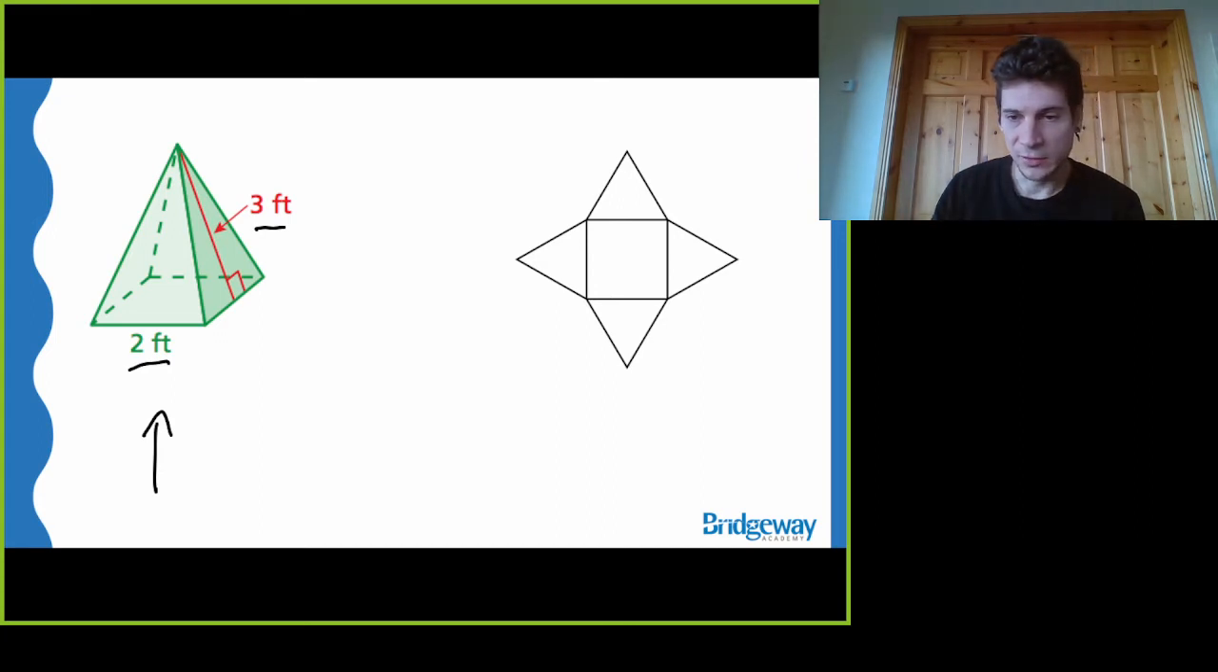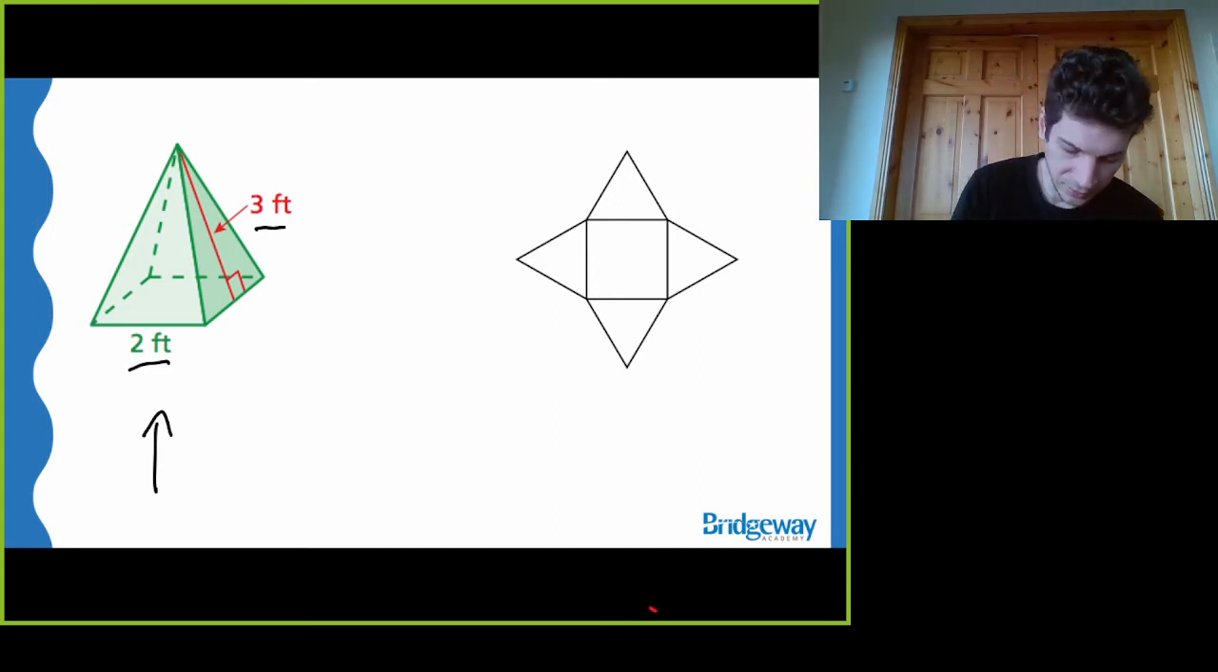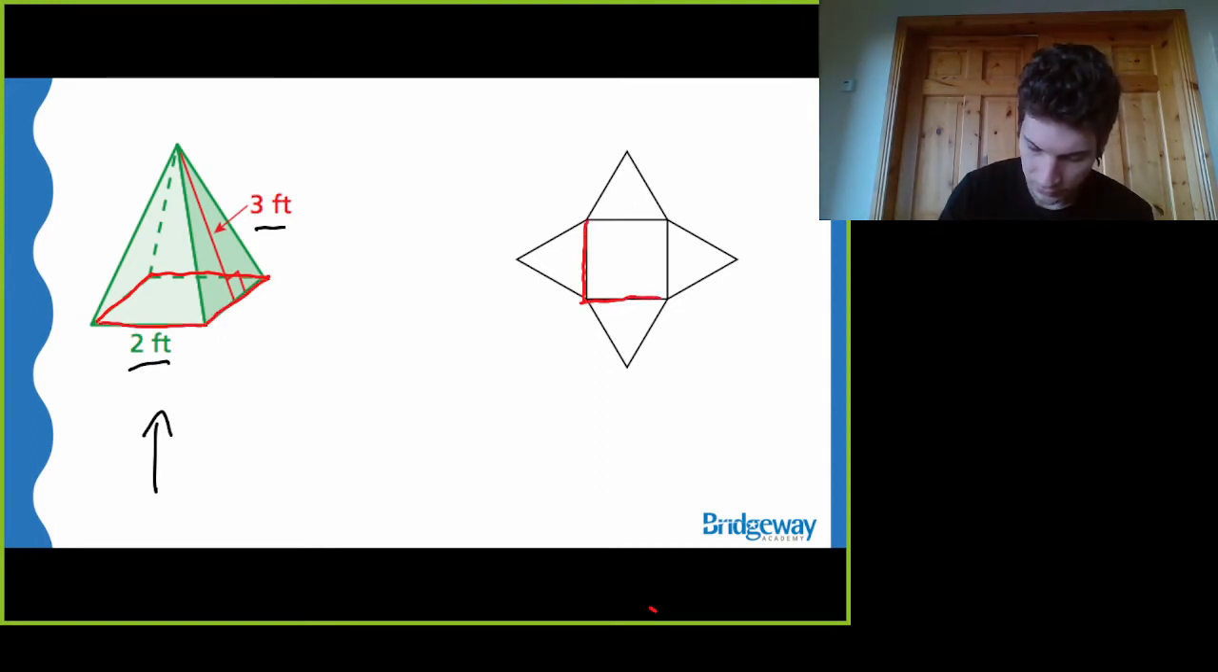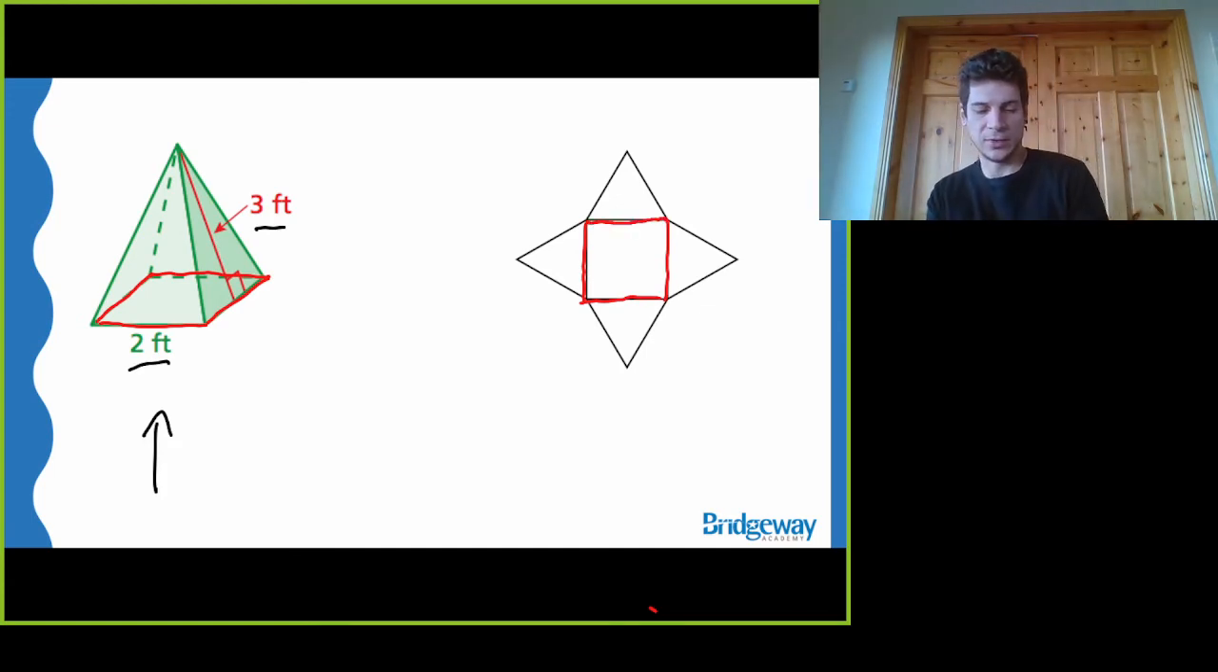So we're going to look at the square piece first. I'm going to highlight our square in red here so we can see exactly what we're looking at. And what is the length of the side of our square? It is 2 feet.